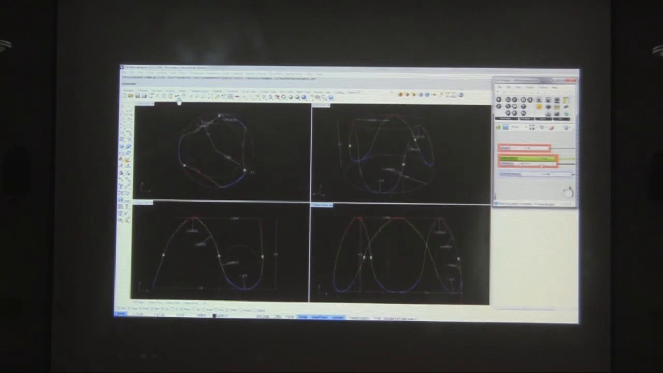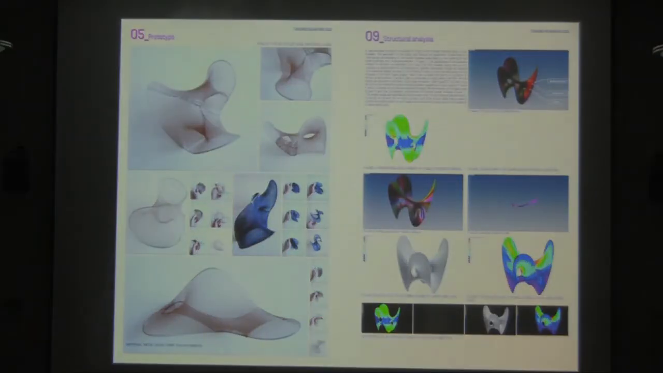This is actually all done by Yuming over there, who is soon to be a graduate of the PP program here. And basically, looking at how we can then move forward, we went through physical models.